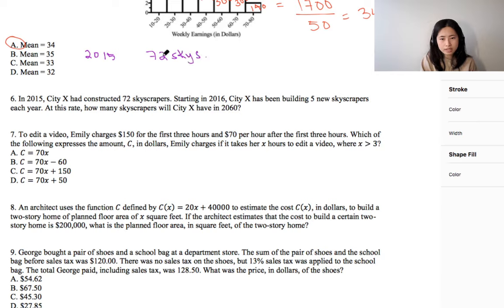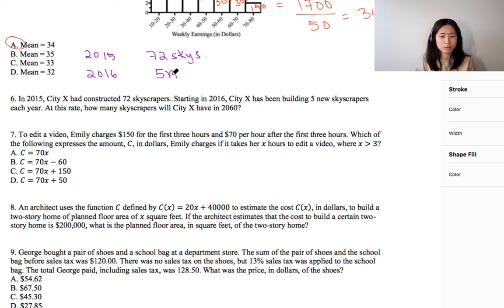So we have 2015. Basically, we have 72 skyscrapers. I'm just going to call this Sky S, okay, for skyscrapers in short. And then starting 2016, City X has been building 5 new skyscrapers, right? So the reason why I'm indicating N, N being the number of years, is that's why I have 5 times N. Does that make sense? N is basically each year, starting from 2016.